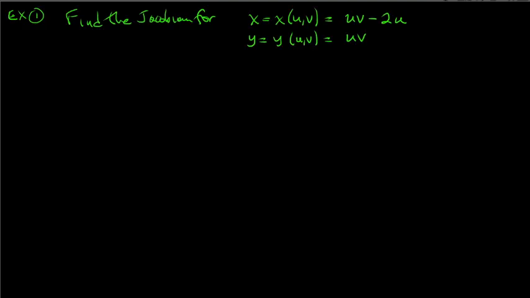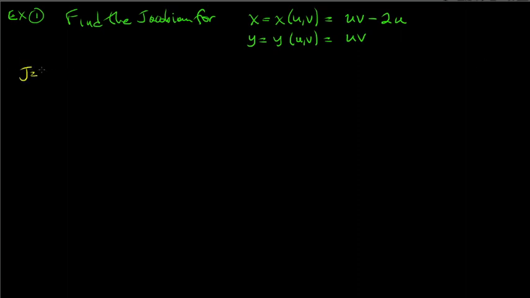Okay, so here's one I stole from the homework again. We want to just find the Jacobian for the change of variables x equals uv minus 2u, and y equals u times v, right? So again, why this change of coordinates? We don't know why this is going to be relevant or important, but let's suppose we do want to change coordinates from x and y to u and v. So what would be the Jacobian here, right?